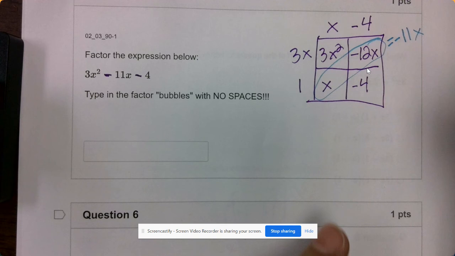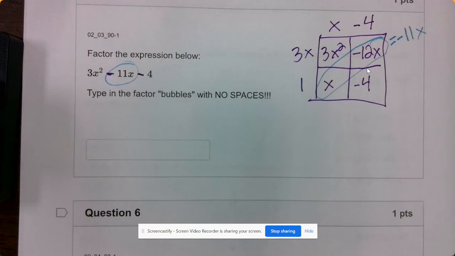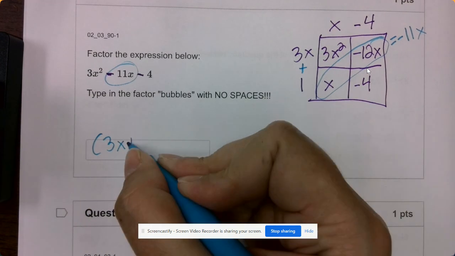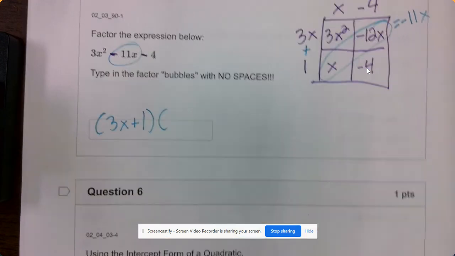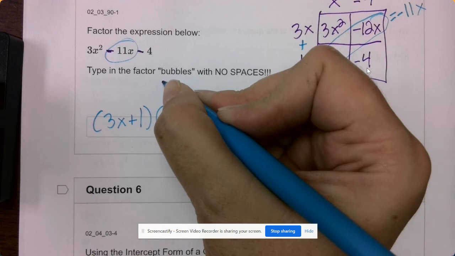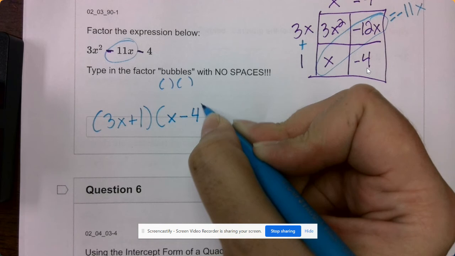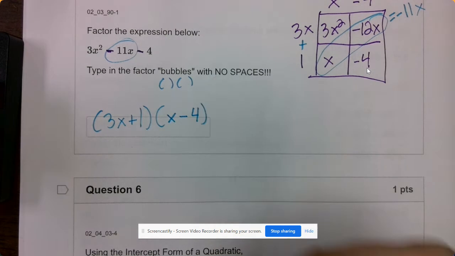So these would be our factors, everybody. Okay, so we have 3x plus 1. And then parentheses, everybody, that's what it means by the bubbles. Everybody, the bubbles are the parentheses. And then 4 minus x. Okay, and yes, everybody, you'd want it in the box.